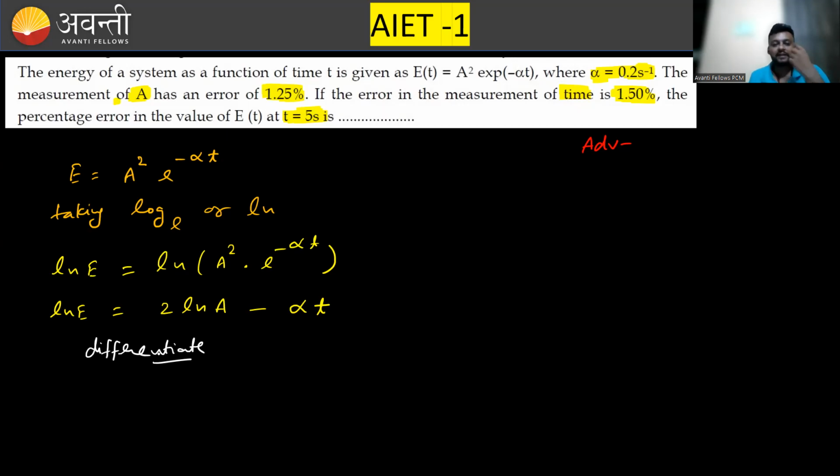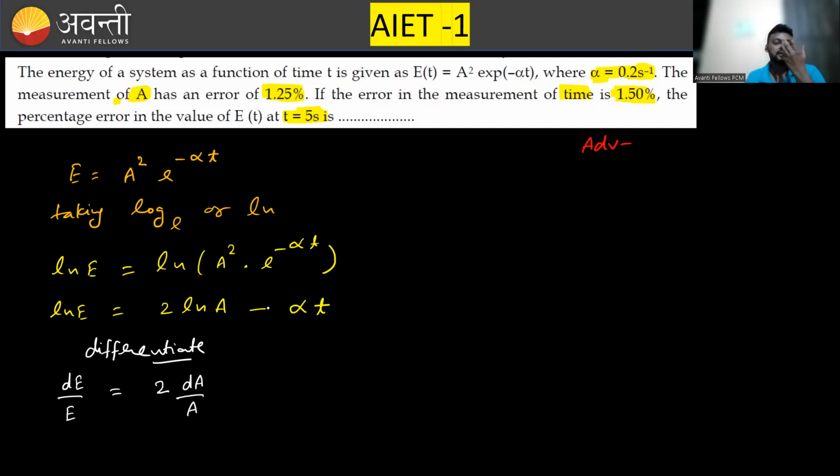Do differentiation about any term, about x, about y, about z. Do whatever you want. So if I differentiate this ln term, the differentiation of ln E is 1 by E, that is divided by E into dE. Clear? 2 is already there. Ln A is what? 1 by A dA.